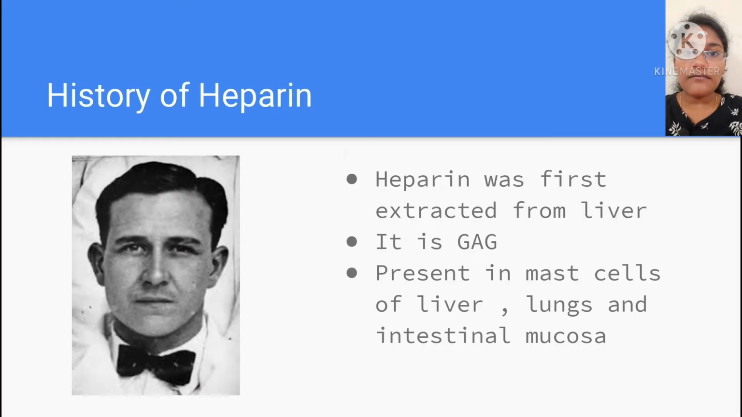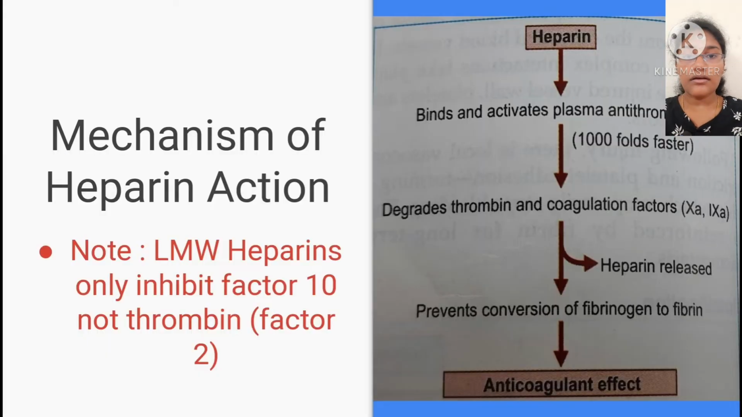Next we'll go to the history of heparin. Heparin was first identified by a medical student called McLean in 1916. He first extracted heparin from the liver, so he called it heparin. Heparin is a glycosaminoglycan, and it is the strongest acid in the body. Heparin is present in the mast cells of the liver, lungs, and intestinal mucosa. So that's it about the history of heparin.